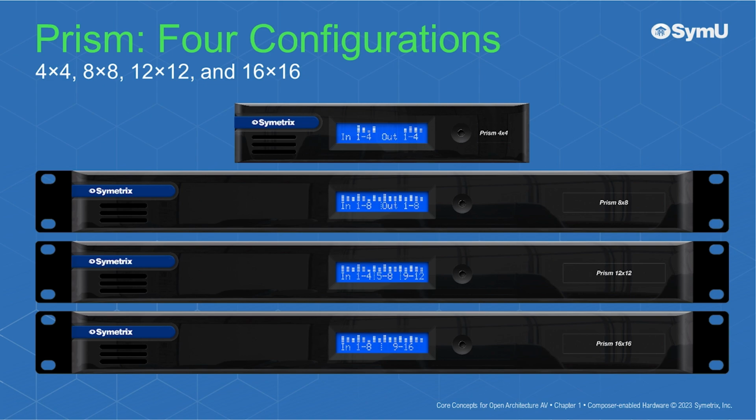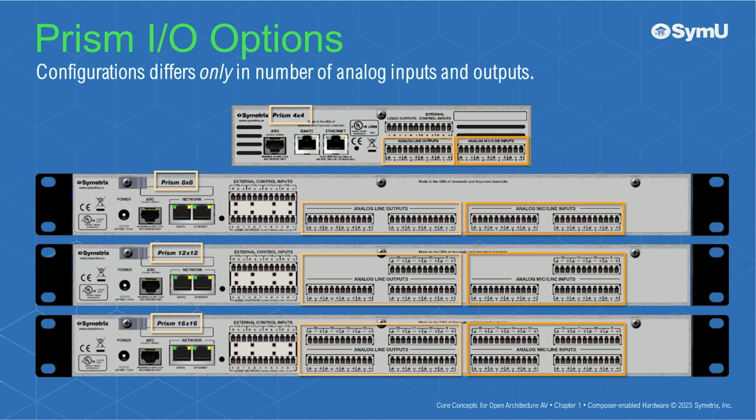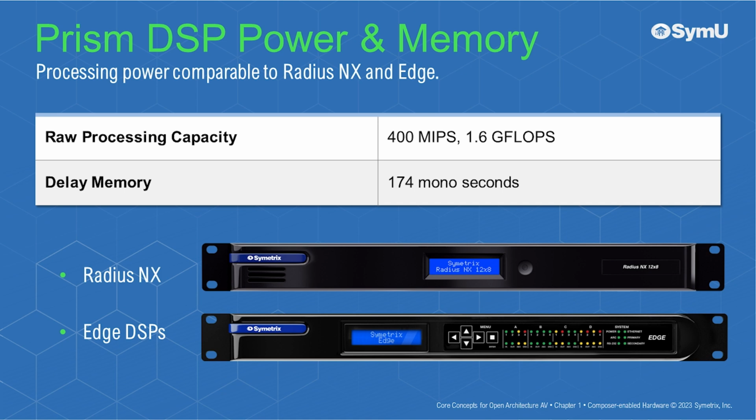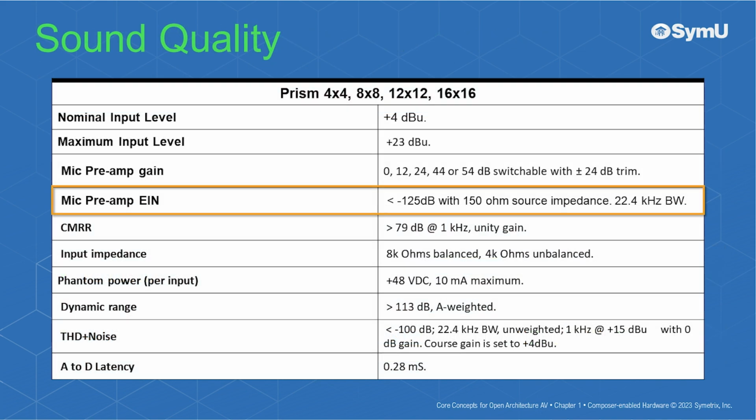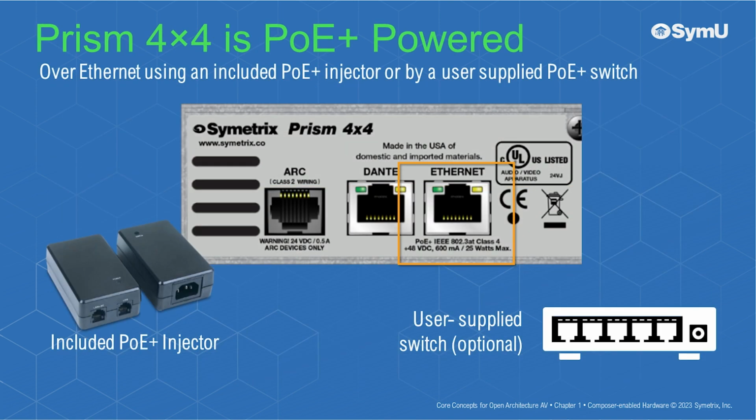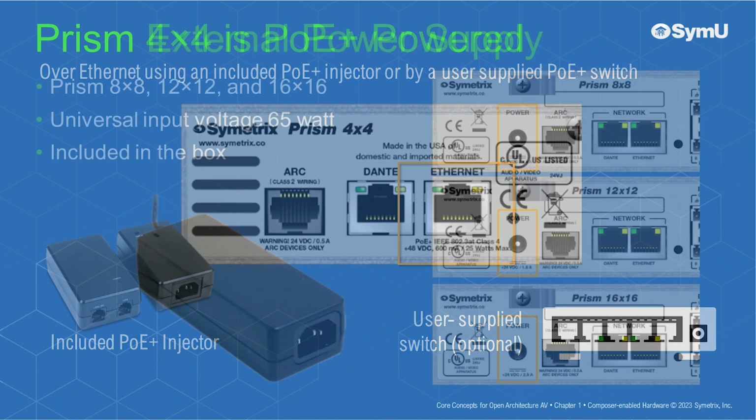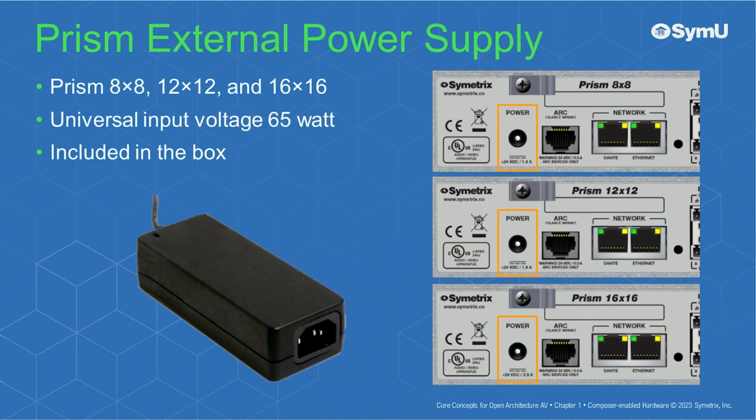Each configuration differs only in its number of analog inputs and outputs. The Prism DSP's power and delay memory are comparable to Radius and Edge DSPs, which we will talk about shortly. As with all other Symetrix digital signal processors and audio accessories, state-of-the-art sound quality was a primary Prism design objective. Prism 4x4 is powered over Ethernet using a PoE Plus injector included with each product or by a user-supplied PoE Plus switch. Prism 8x8, 12x12, and 16x16 use an agency-approved, universal input voltage, 65-watt, power supply which is included with the product.